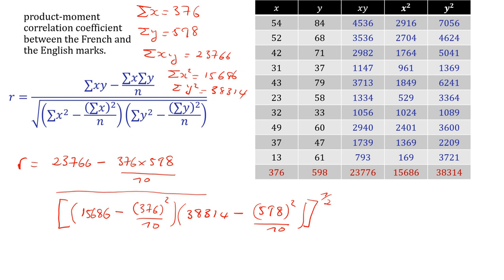So we have 23,766. So 376 times 598. Okay. So above we have 1,281.2. So here we have R is equal to 1,281.2 divided by, let's simplify what is under.